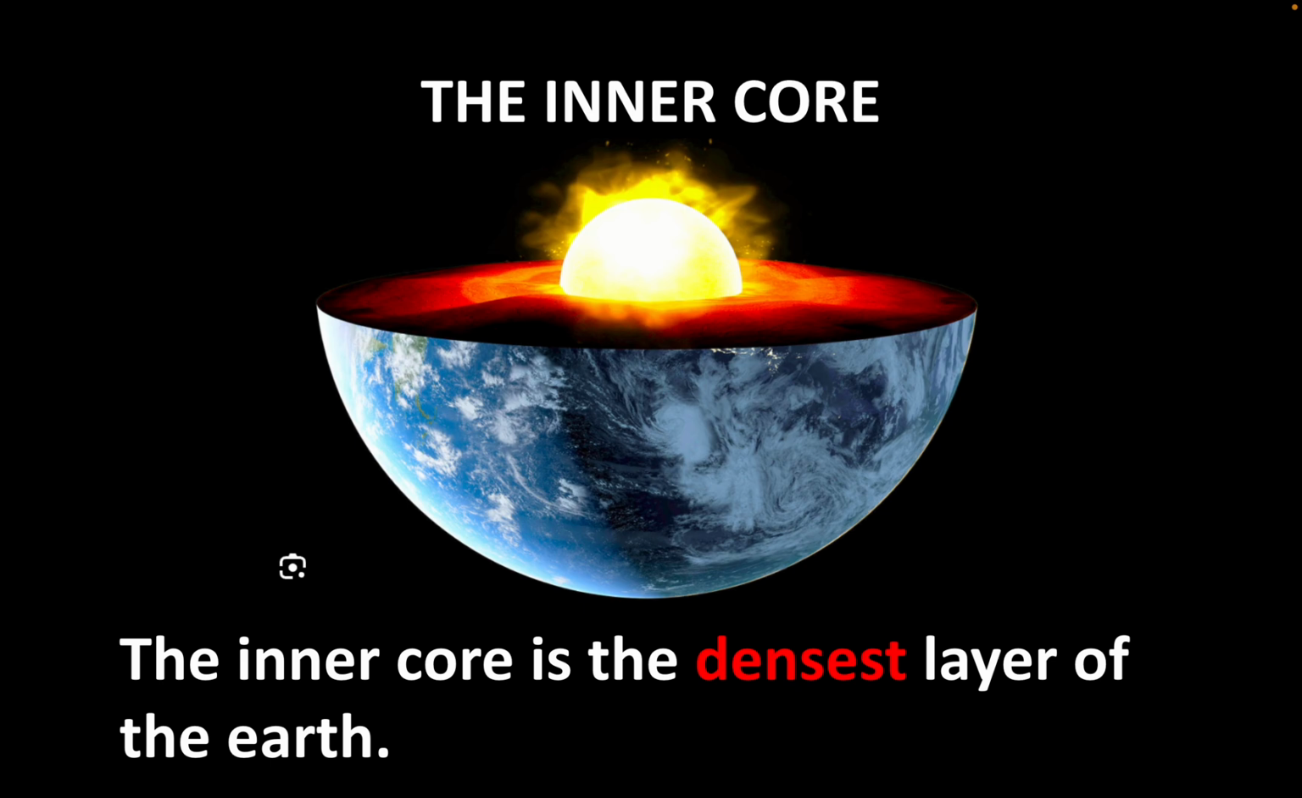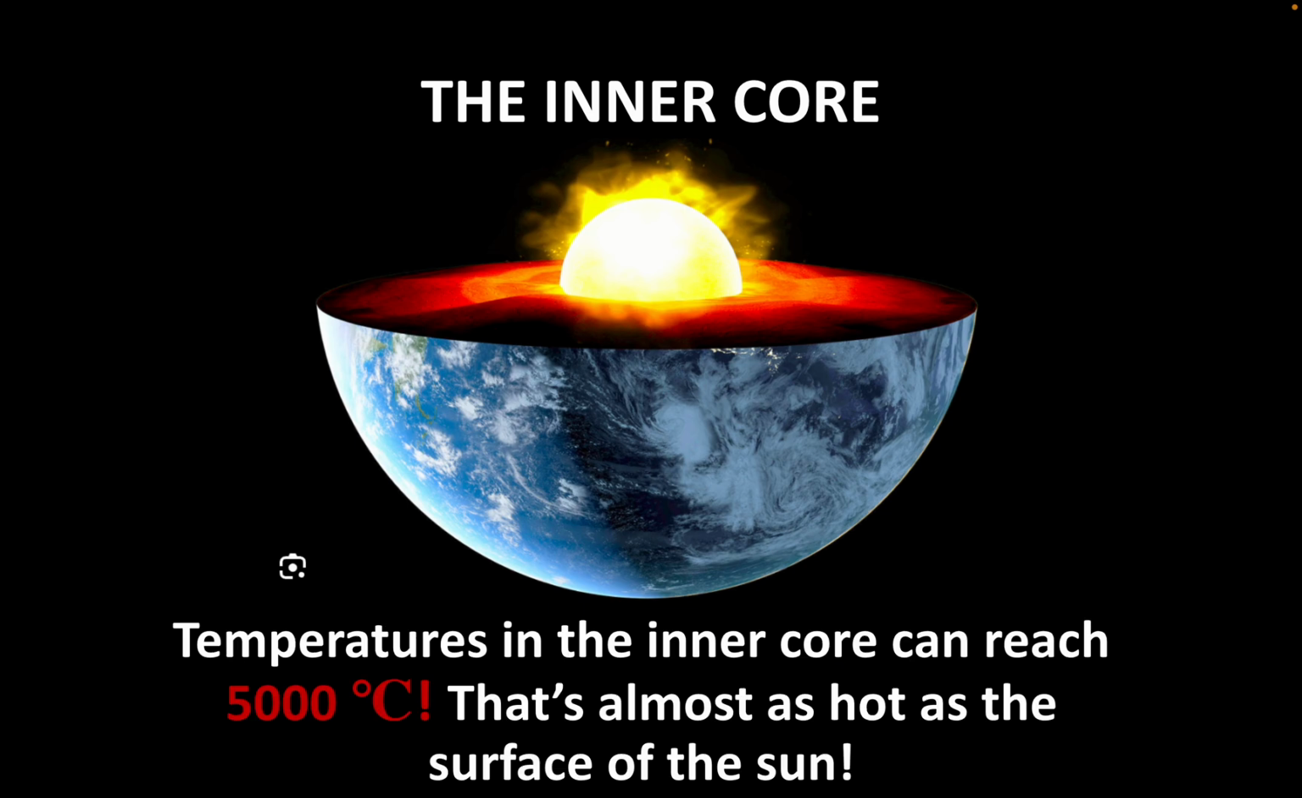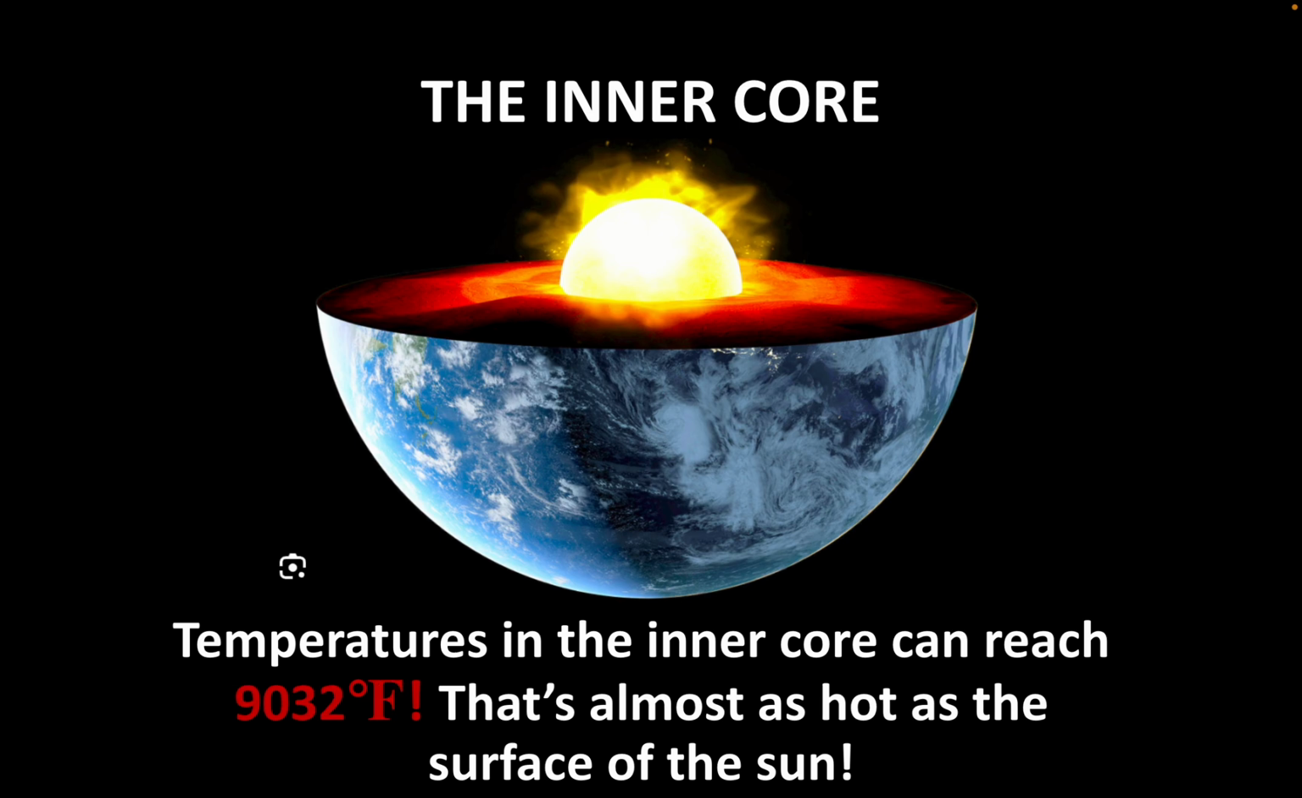All right, so continuing on the inner core, I love this picture. This is such an interesting picture. So the inner core obviously is the densest layer of the earth because you have all of that matter crammed in just a super small space. The temperature in the inner core can reach 5,000 degrees Celsius. That's almost as hot as the sun. Remember, the sun is 5,500. Did you have any idea that the inner core of Earth is almost as hot as the sun? That is so crazy to me.